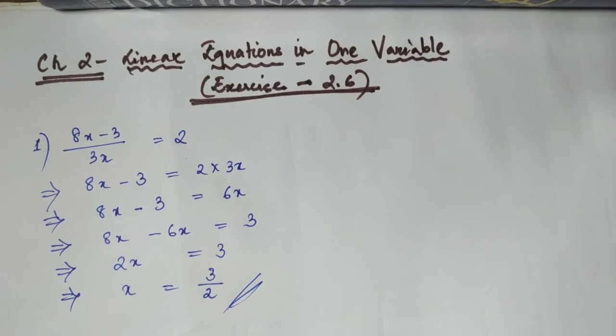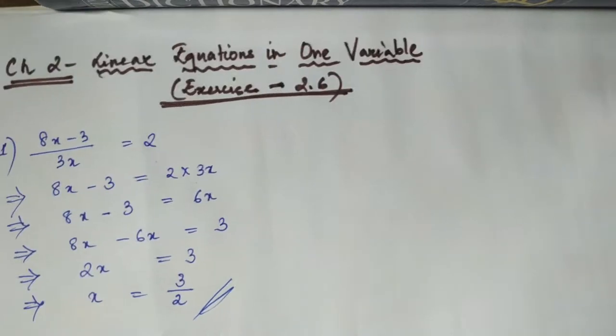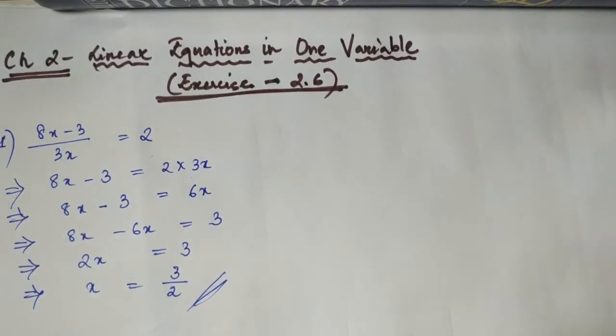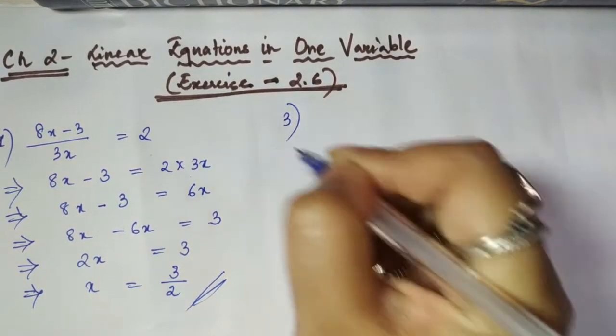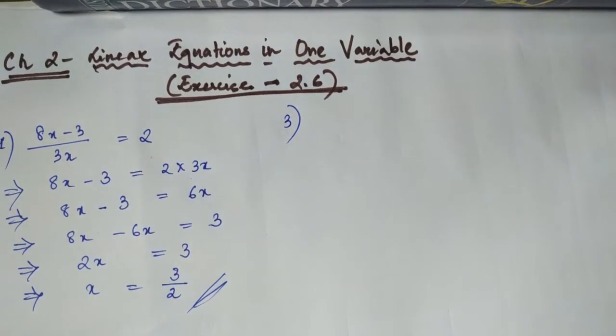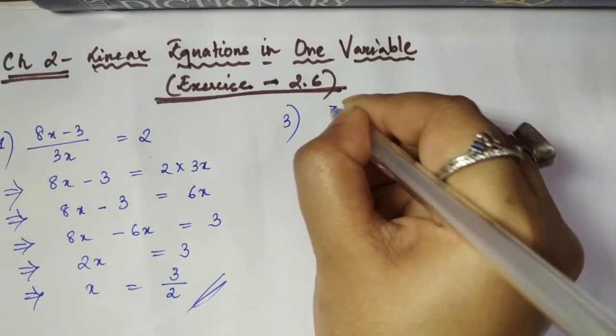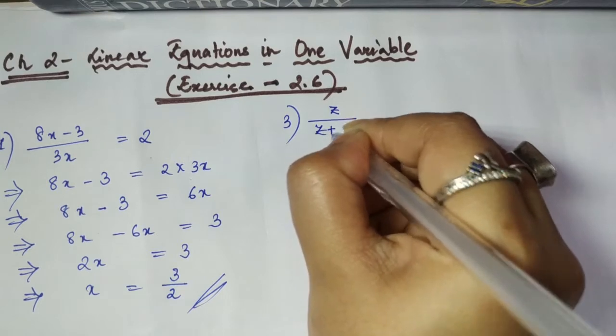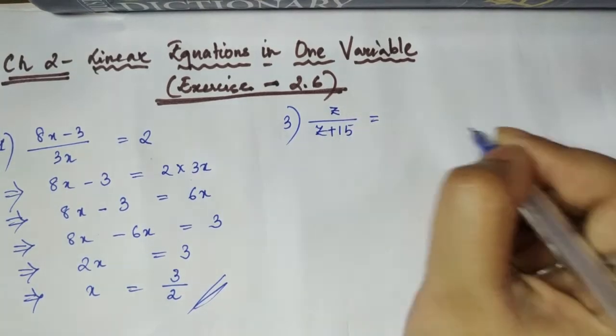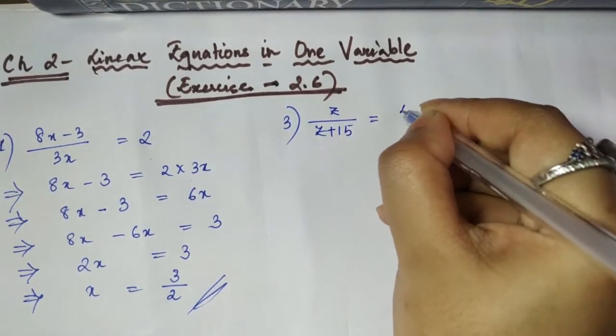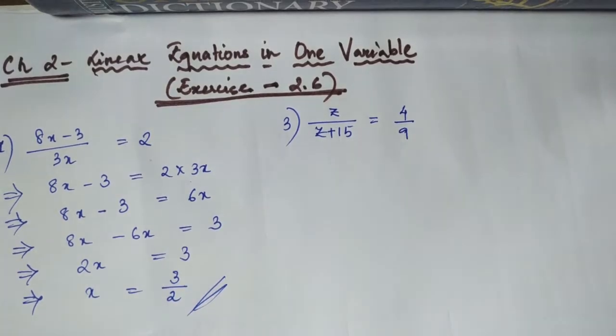This is the solution. So it's very simple. I hope you have understood this. Now I'll move on to the next question without wasting much time. Question number 3 is given as z by z plus 15 is equal to 4 by 9.